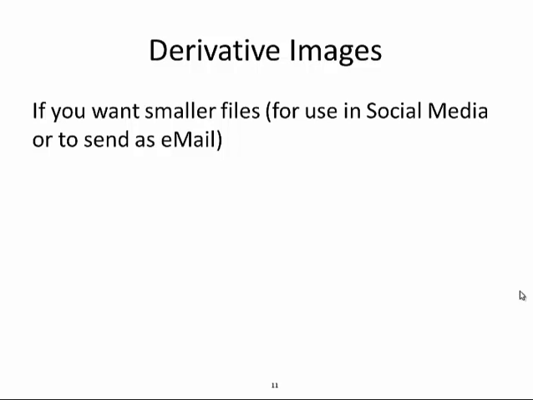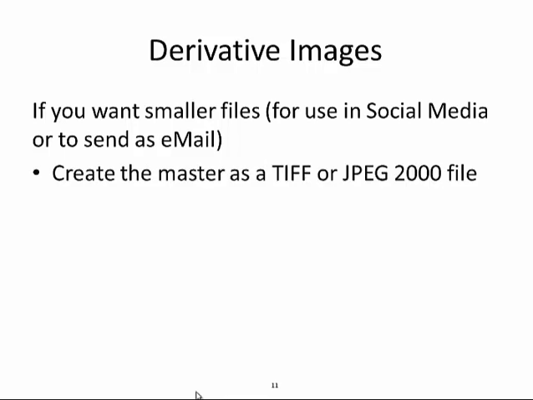So for example, if you're scanning pictures or scanning documents, you would always want to scan those into a TIFF file format. But if you do want to use them on your website, or you want to send them on email or on social media, then what you can do is make what's called a derivative image of that. So go ahead and create your image using a TIFF or a JPEG 2000 format.